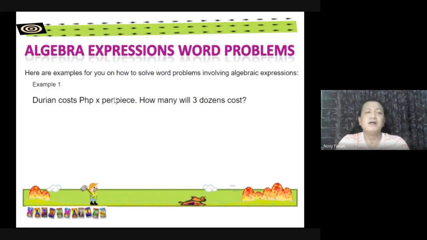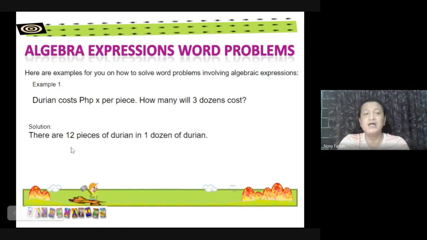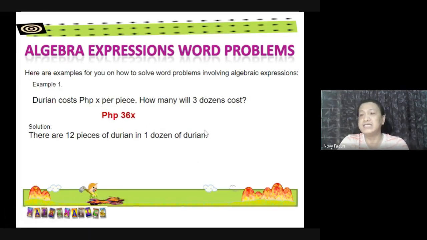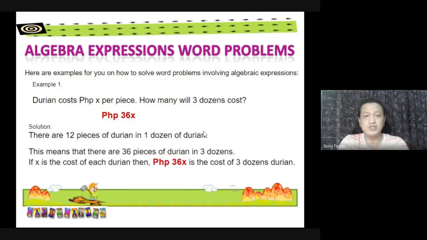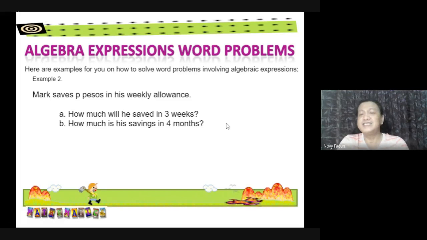Okay, with that, let's have another problem. Durian costs some pesos per piece. The question here is how much will 3 dozen cost? That means, if you buy 3 dozen, how many pesos will you pay? Take note of this: there are 12 pieces of durian in 1 dozen. If it is 1 peso each, just simply multiply. Our solution should be 3 times 12, that is 36 pesos, or 36x.